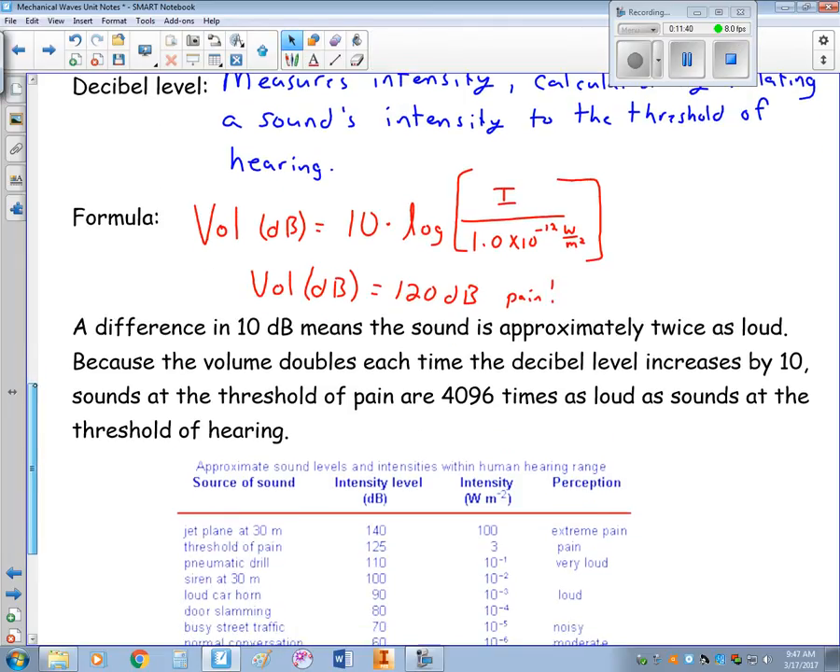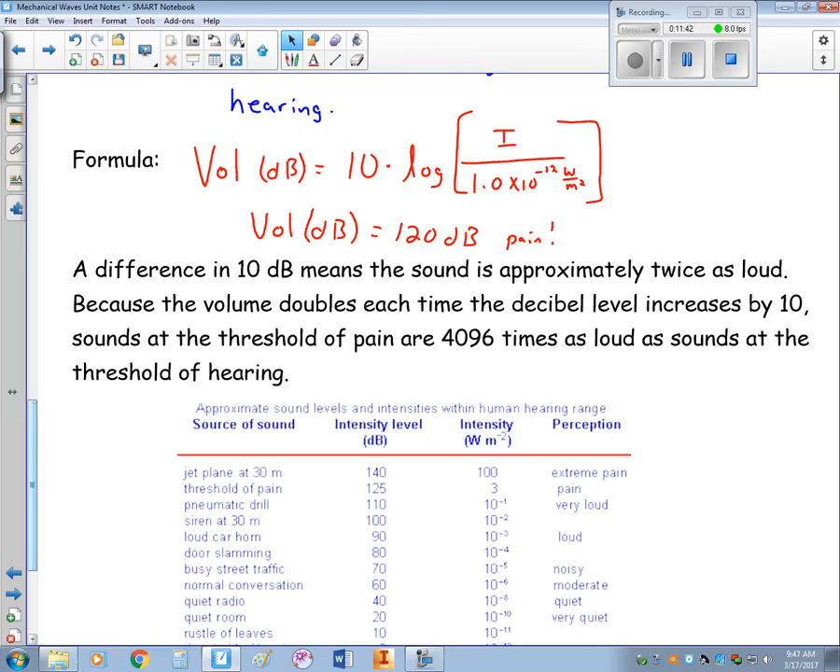Now, a difference in 10 decibels means that the sound is approximately twice as loud. So the volume doubles each time the decibel level increases by 10. Sounds at the threshold of pain, which is about 120 decibels, are about 4,996 times louder than sounds at the threshold of hearing.